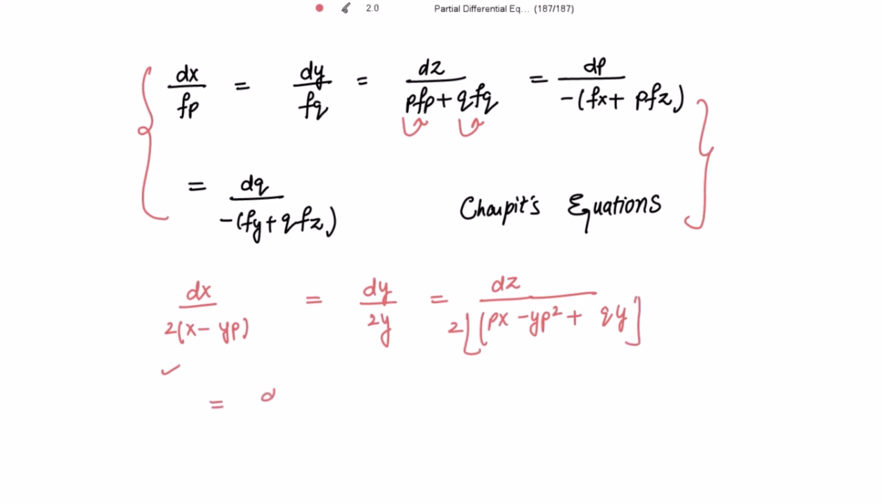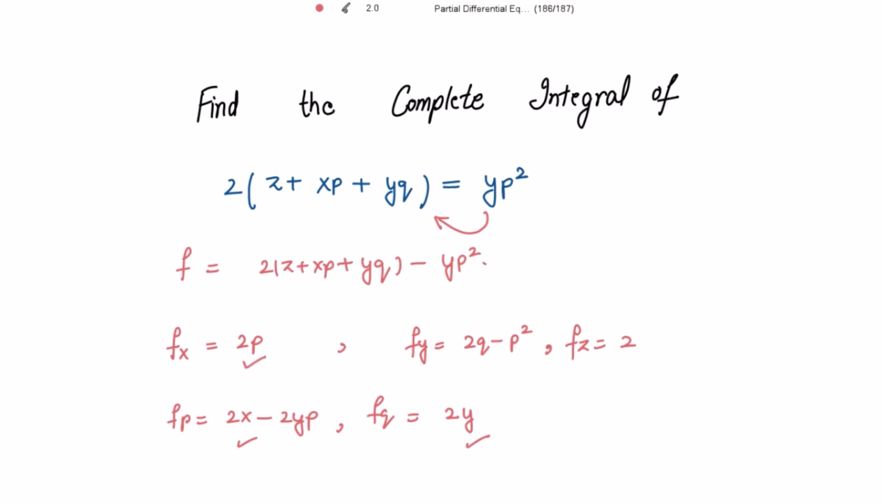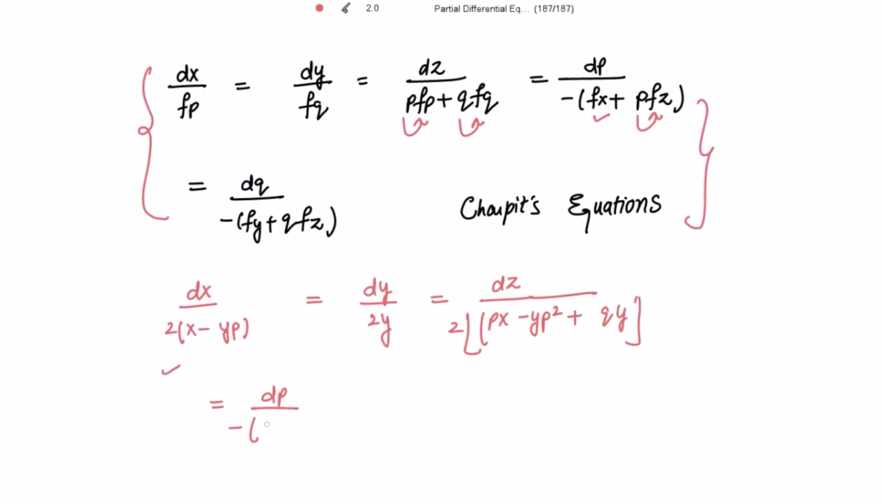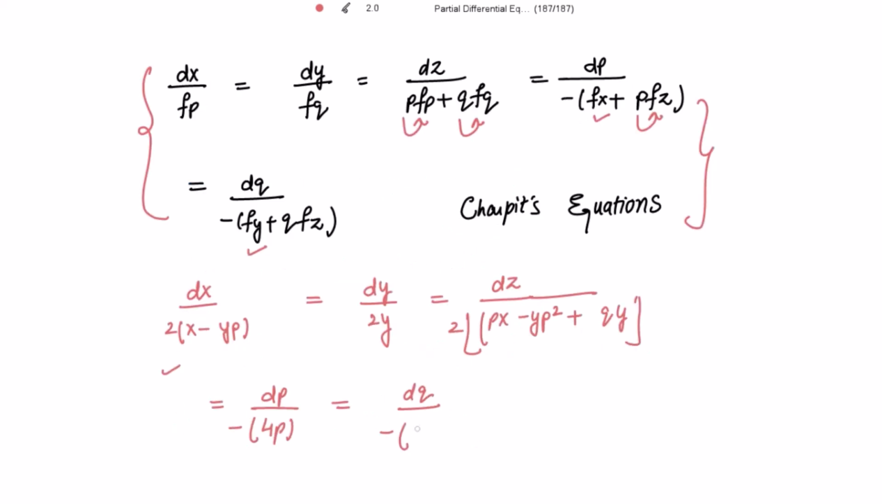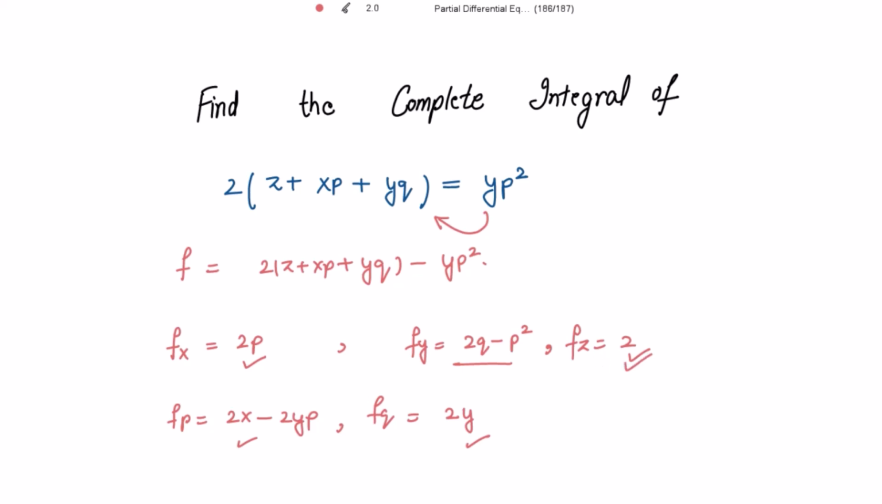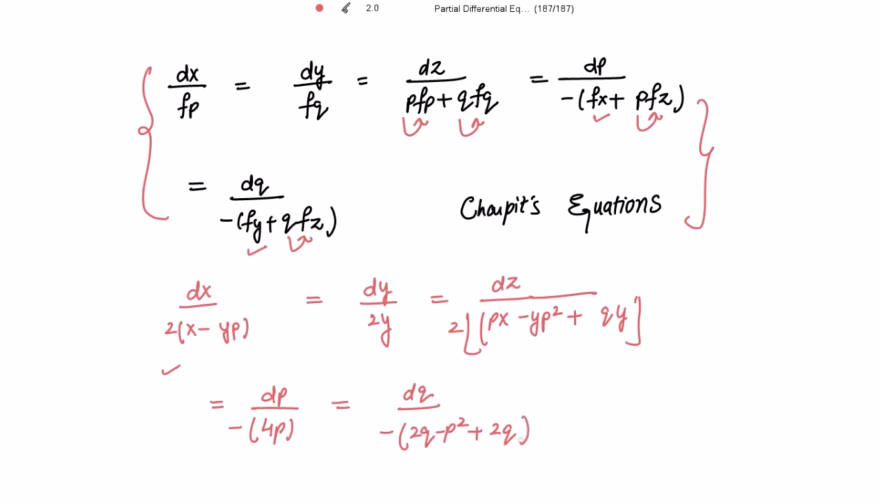Alright, next we take dp divided by minus of fx plus p multiplied with fz. What is fx? It is 2p, and then p multiplied with fz, that will be 2p. So 2p plus 2p, that is 4p, equals dq divided by negative of fy, that is 2q minus p squared, plus q multiplied with fz. Fz is 2, so q multiplied with 2 gives 2q. So this will be 4q minus p squared.